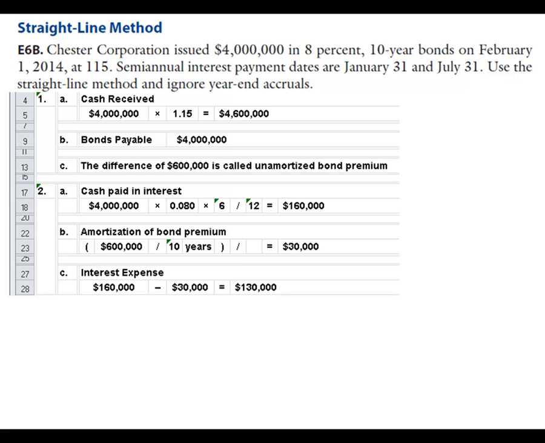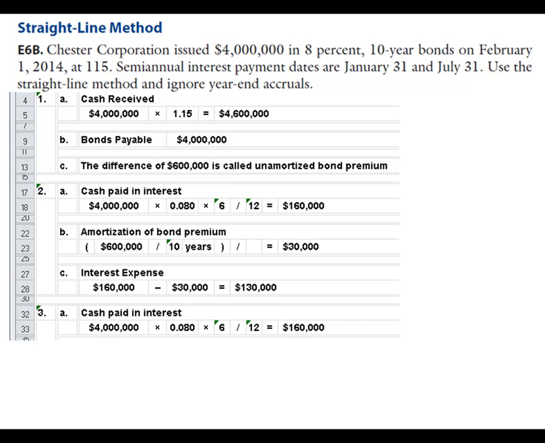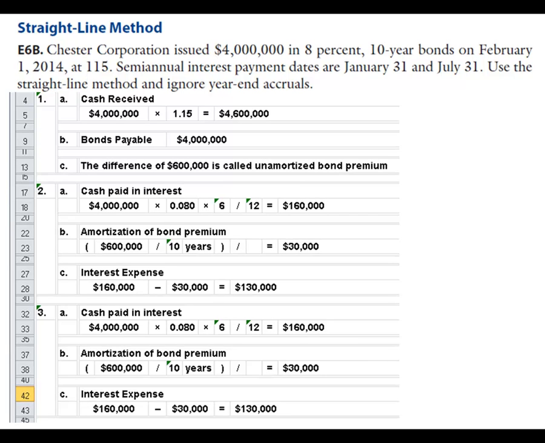Now because we're using the straight line method, if you remember with depreciation, straight line method depreciation was the same every year. And that's going to be the same idea when we're talking about bonds. So you look at part 3 and it's exactly the same. It will be every 6 months for the next 10 years, the journal entry and everything will be calculated the same.